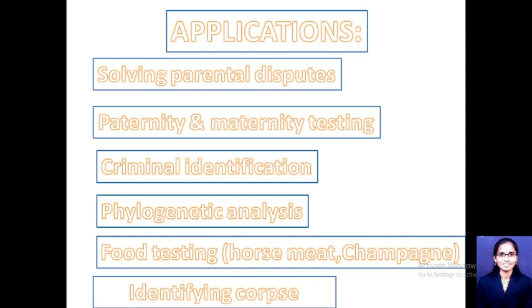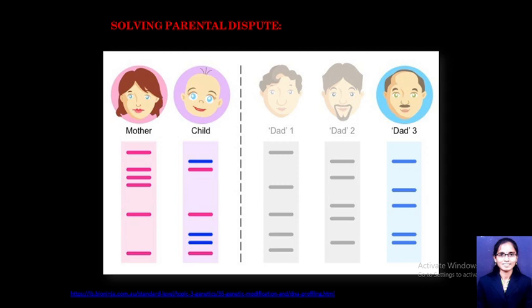There are different applications of this technique, such as solving parental disputes. We can test paternity and maternity. We can identify criminals. We can also carry out phylogenetic analysis of plant samples or animal samples. We can also test food which is contaminated with different types of meat, and we can also identify crops. Now, we can also solve parental disputes.